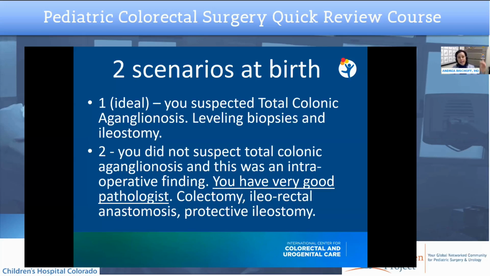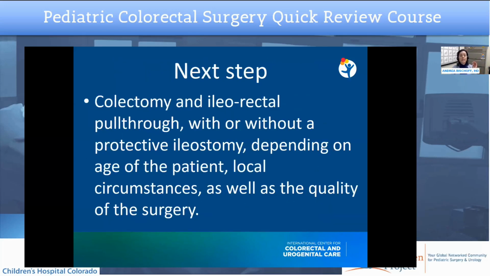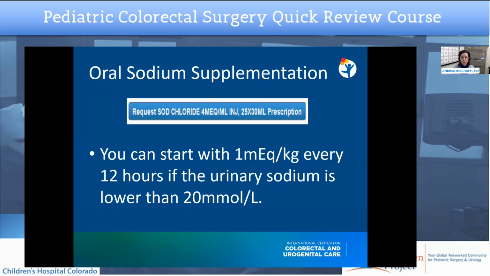But if you are in the ideal scenario where you just did the ileostomy, then our next step will be the colectomy with the ileorectal pull-through. Depending on your experience, depending how you see the pull-through, you can decide if you need a protective ileostomy at that stage or not. It also depends on the age of the patient, your local circumstances, and, as I just mentioned, the quality of the surgery. But in the common scenario, the baby will be with an ileostomy for a while.